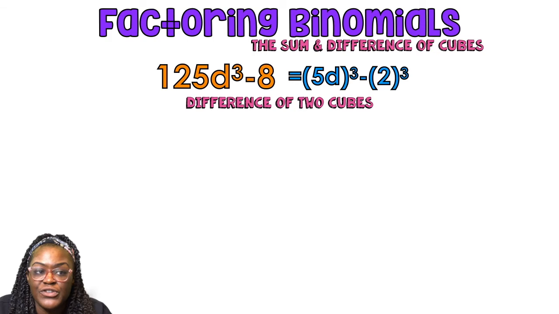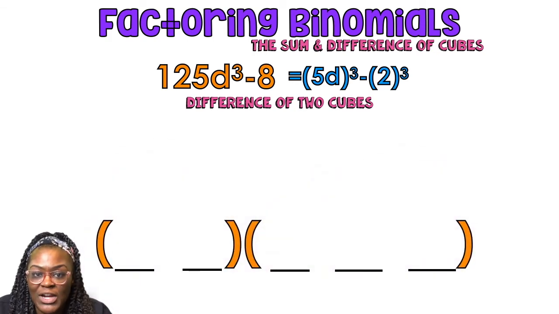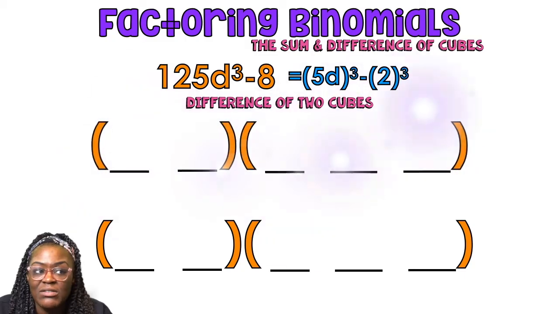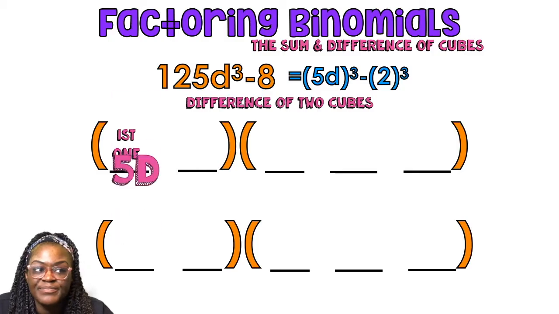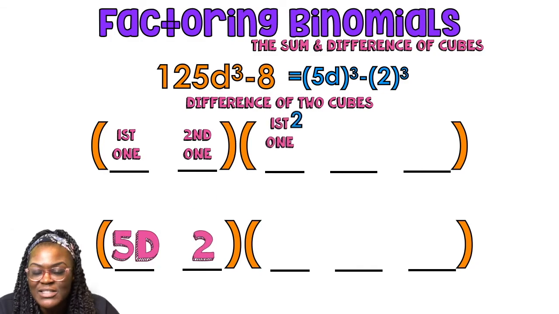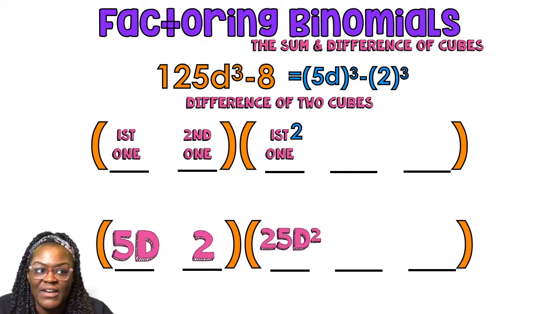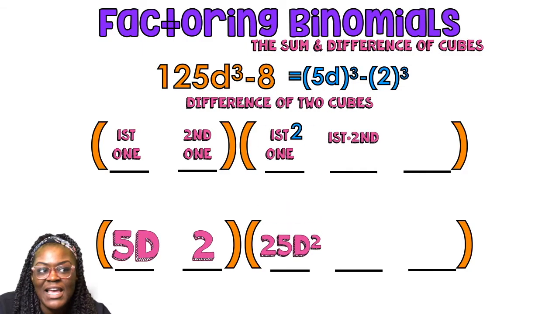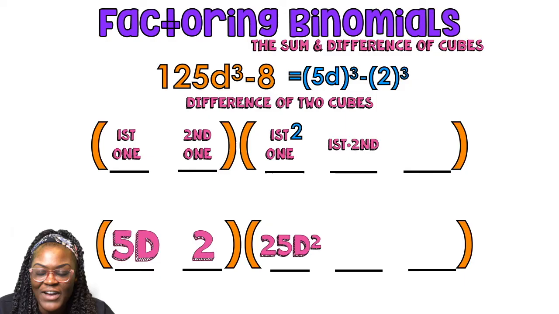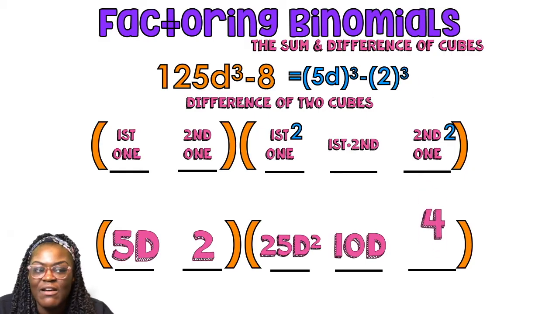So now that I know what the first one and the second one are, I can set up my binomial and my trinomial and I can sing my little song. First one, 5d, second one, 2. First one squared, 5d times 5d, 25d squared. First one times the second one, 5d times 2, so 10d. Second one squared, 2 squared is 4.